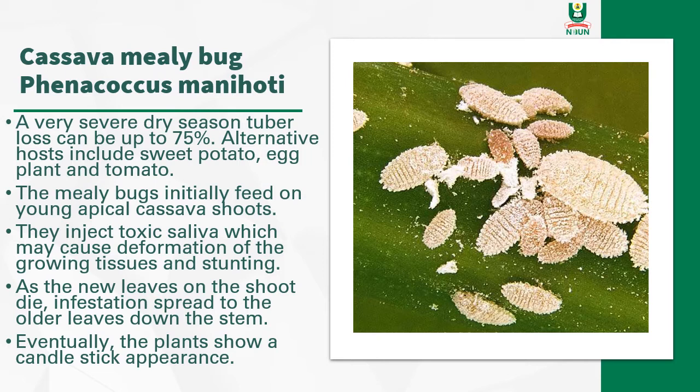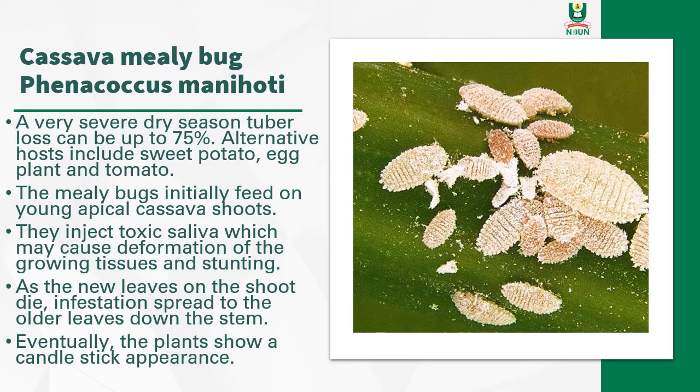Okay, and the mealybugs feed on young apical cassava shoots. Okay, that is what they feed on. The cassava shoots that are just coming out on the top, the young tender ones, that's what they feed on. And they inject toxic saliva, and the effect on the plant is that it will cause deformation of the growing tissues of the plant, and stunting also. When the plant is being deformed, then it doesn't grow again, it becomes stunted in growth.